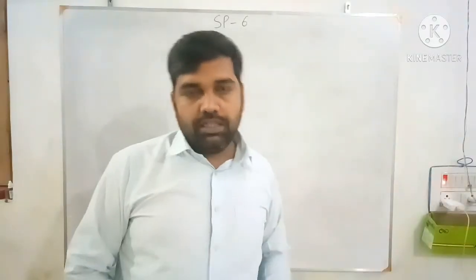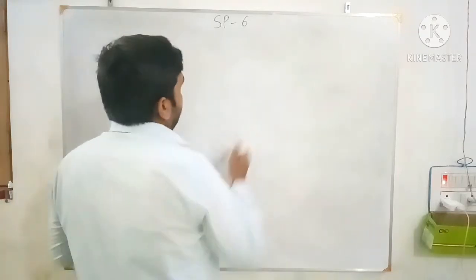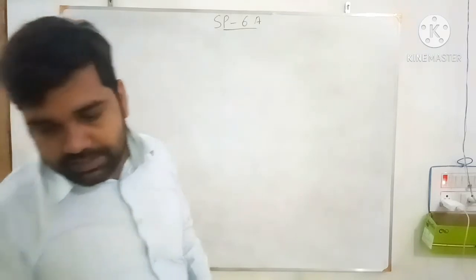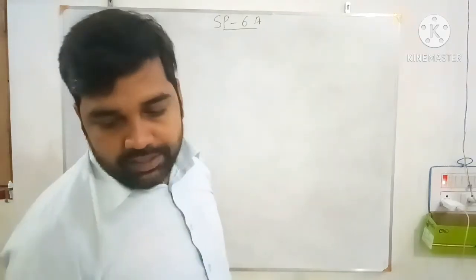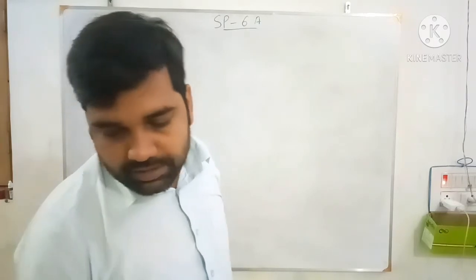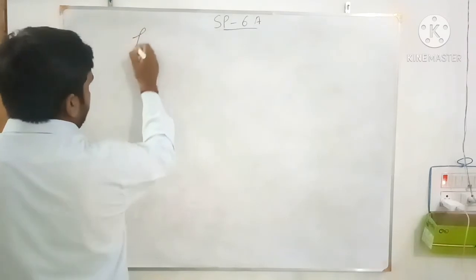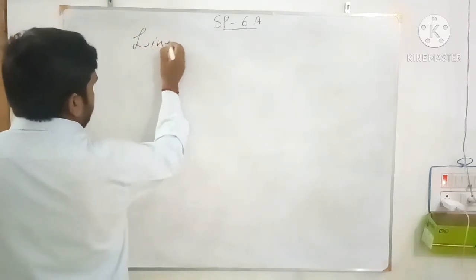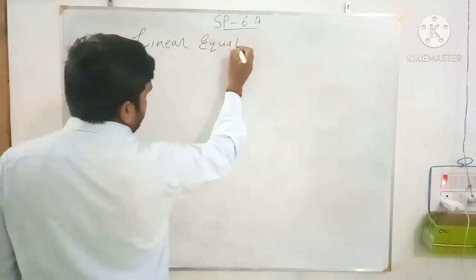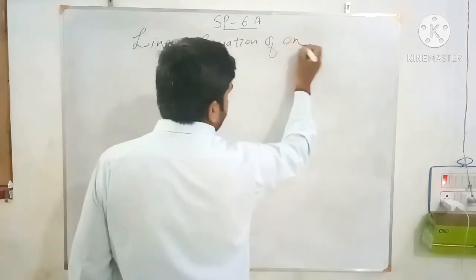Today we will start the new exercise, Self Practice 6. That is Self Practice 6A. This Self Practice A is on linear equation in one variable. So this chapter is of linear equation in one variable.